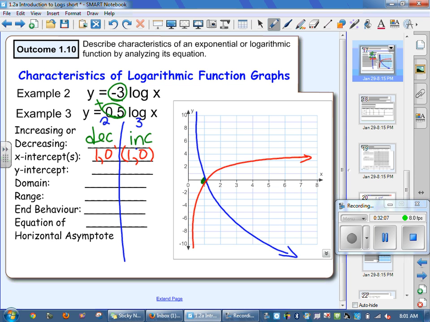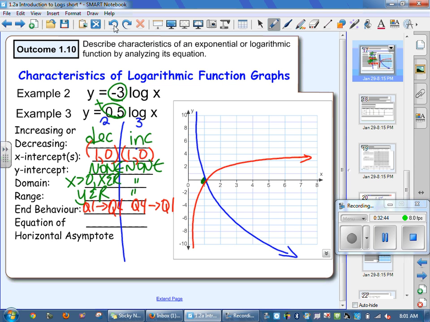And then domain again, x boundary, x greater than 0, and then it can be any real number. This will be the same. Range, y ∈ R, again it's the same. End behavior is different. So for graph 2, I was going from quadrant 1 to quadrant 4 because it's decreasing. And the next one I'm going from quadrant 4 to quadrant 1 because it's increasing. The equation of our vertical asymptote is always the same. It will be x equals 0, which is our y-axis.